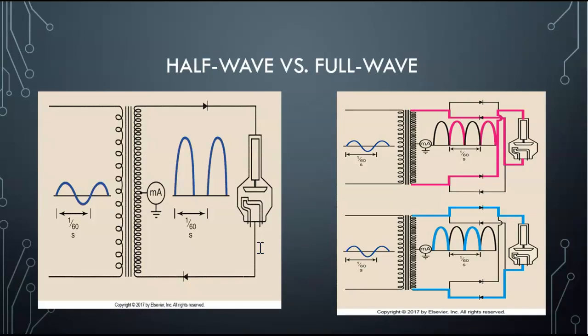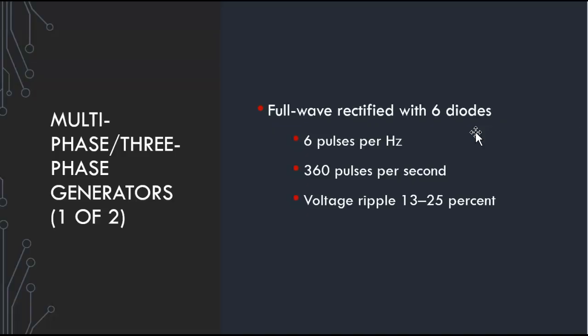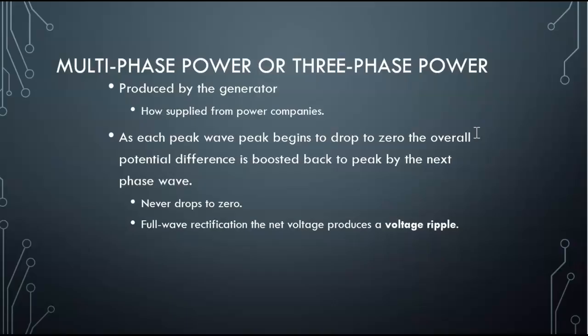All right, so half wave versus full wave. With half wave rectification, you can see we just took out that negative wave, and then with full wave you can see we flipped up that negative portion. Instead of just losing it, we flipped it up. So full wave rectification with 6 diodes gives 6 pulses per hertz, 360 pulses per second. The voltage ripple is 13 to 25%. That's pretty good, huh?